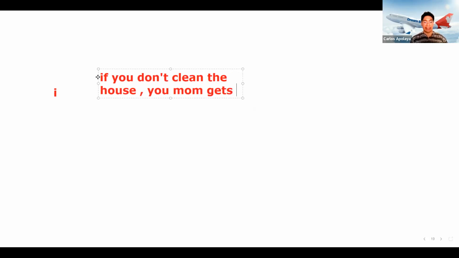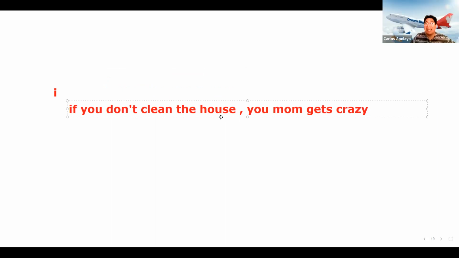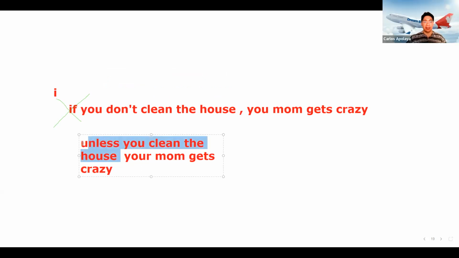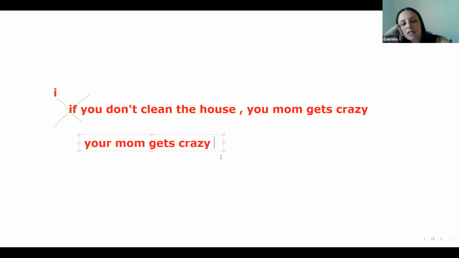Mira acá. Y ahora vamos a cambiarle. If you don't clean the house, your mom gets crazy. ¿Qué dice allí, Gaby? Si tú no limpias la casa, tu madre se enloquece. Listo. ¿Qué te enseñé que tenemos que hacer? Borramos el if. Unless you clean the house, your mom gets crazy. Lo invierto para entenderlo.